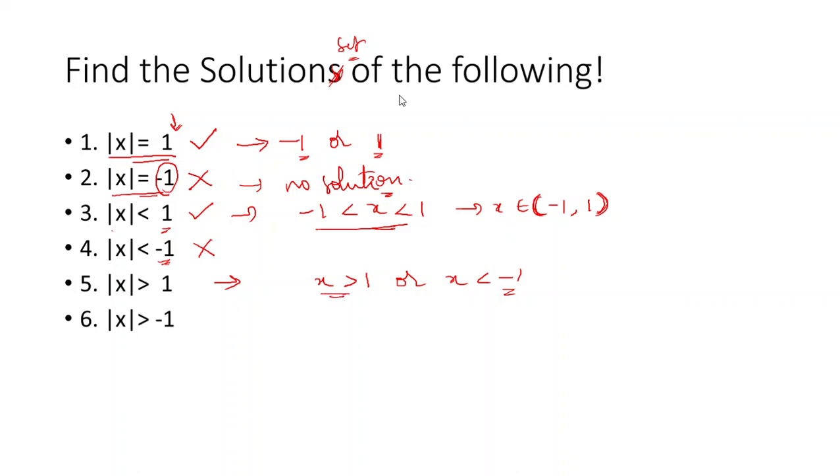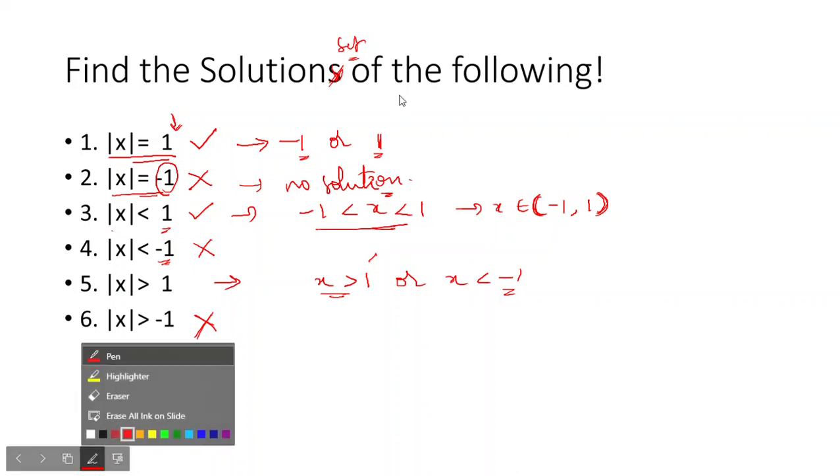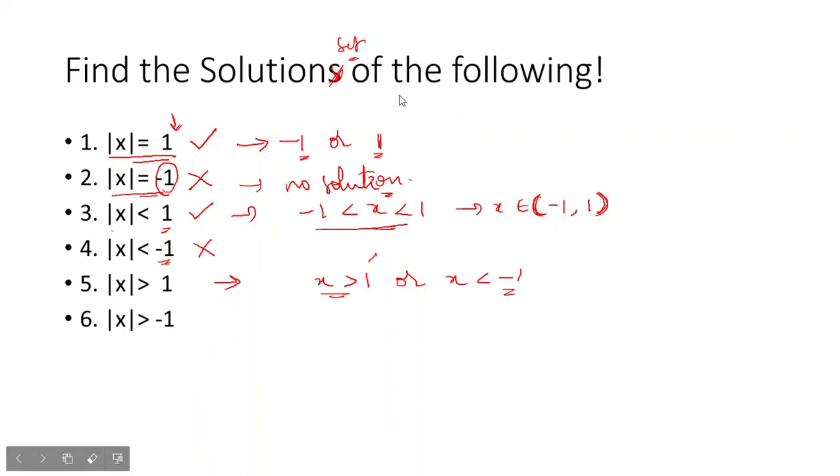So mod x is greater than 1 when x is greater than 1 or when x is less than -1. And mod x is greater than -1. This is false. Sorry, this is not. Mod x is greater than -1.